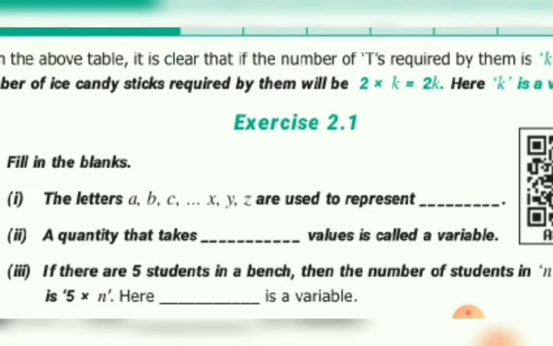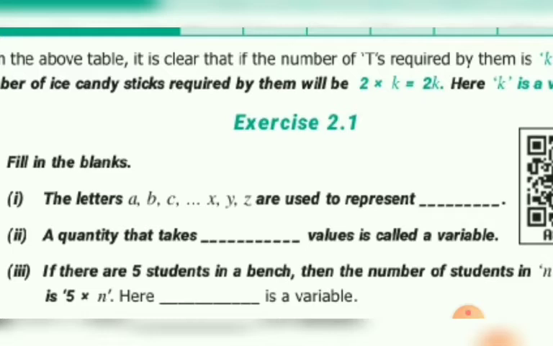The letters A, B, C, X, Y, Z are used to represent variables. A quantity that takes any values is called a variable.